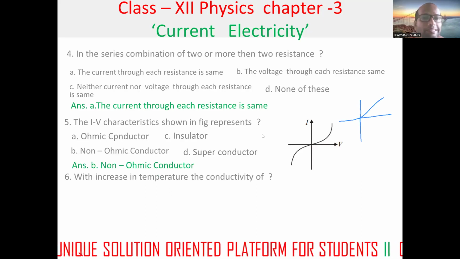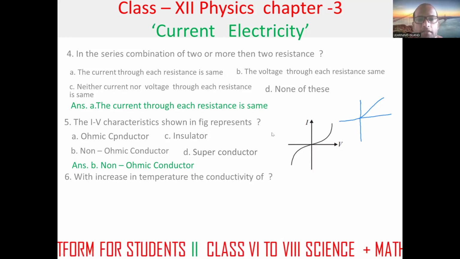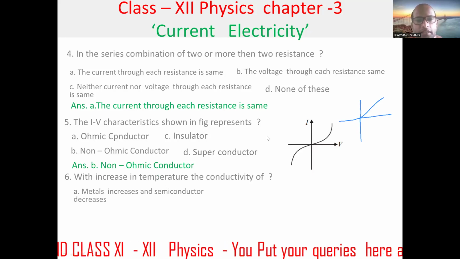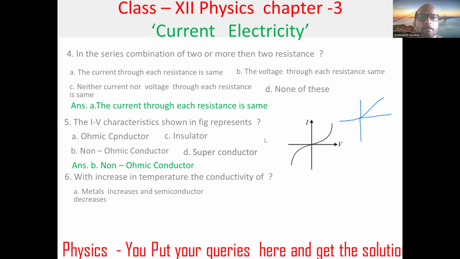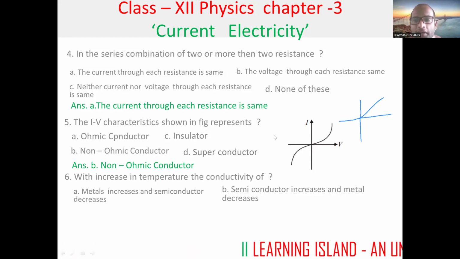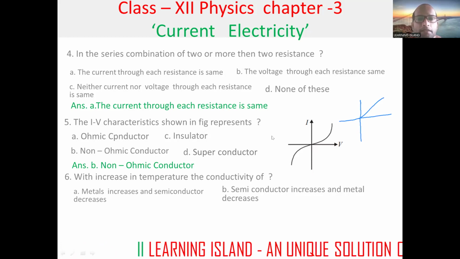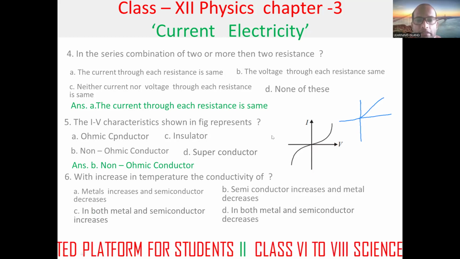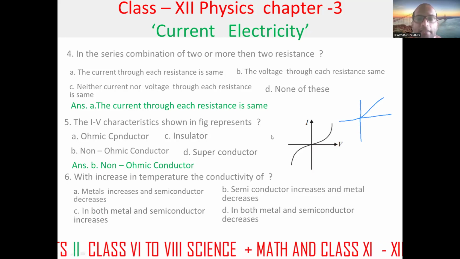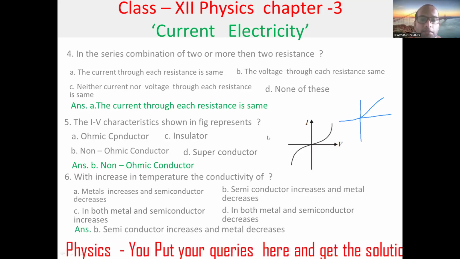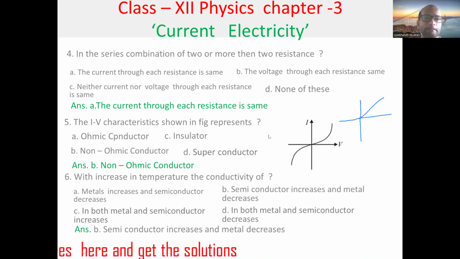Now come to question number 6. With increase in temperature, the conductivity of, option A, metal increases and semiconductor decreases. Is it correct? Let's see option B: semiconductor increases and metal decreases. Option C: in both metal and semiconductor it increases. Option D: in both metal and semiconductor it decreases. Now you see, the answer is that the semiconductor increases and the metal decreases.